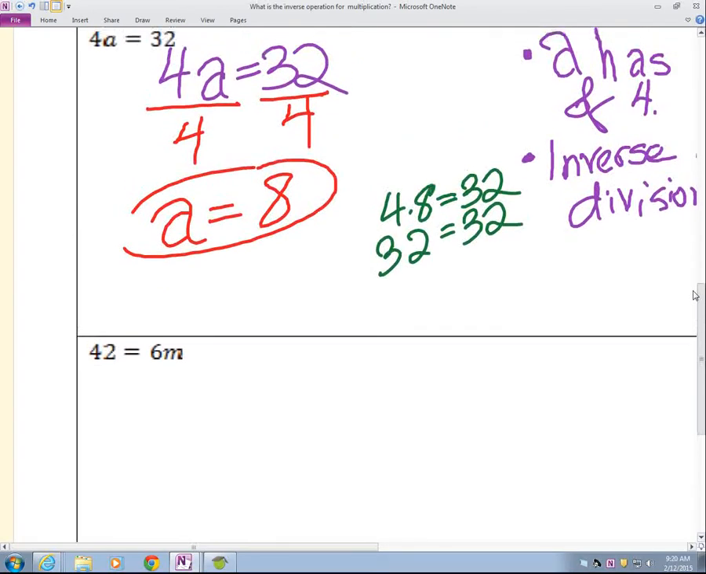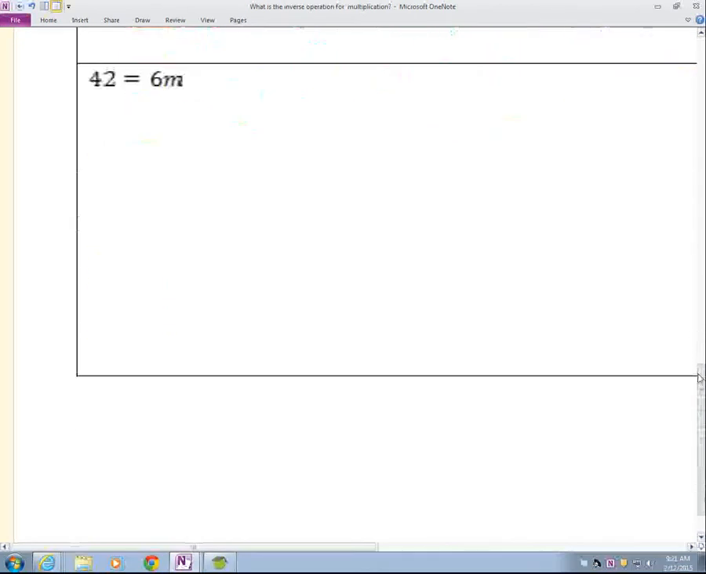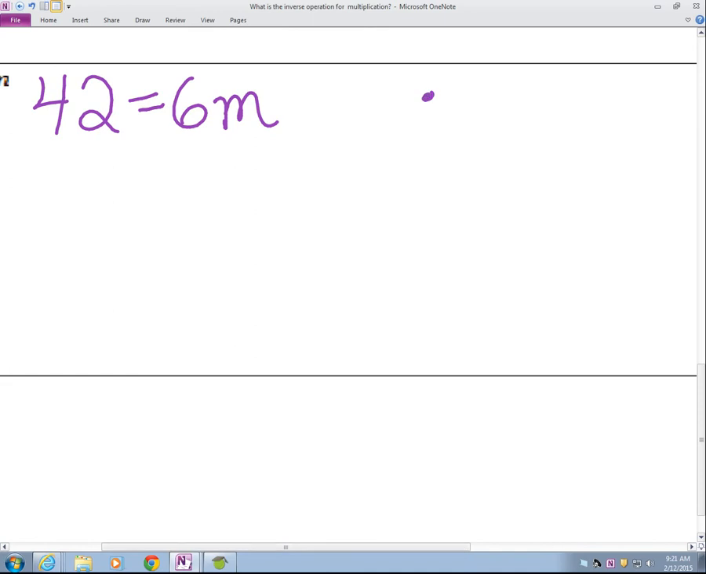All right. The last one. Here we go. We have 42 equals 6m. I have to recognize what's happening to my variable. It wants to be asocial. Okay, it wants to be by itself. Audrey? m is multiplied by 6.